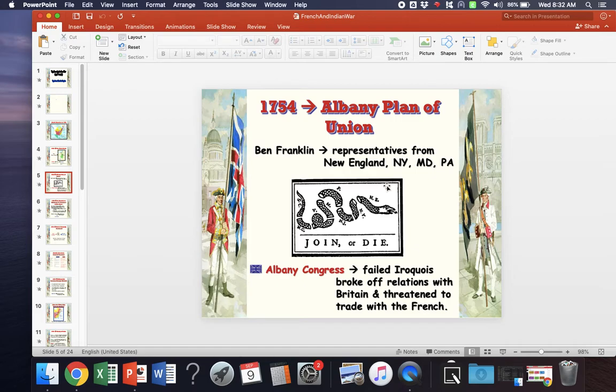The Albany Congress is going to fail. The Iroquois break off relations with the British and threaten to trade with the French. And again, that's what we discussed yesterday, that these Indians are always going to do what's in the best interest of them, and they have no allegiance to the British or the French. It's just whomever gives them the best deal.